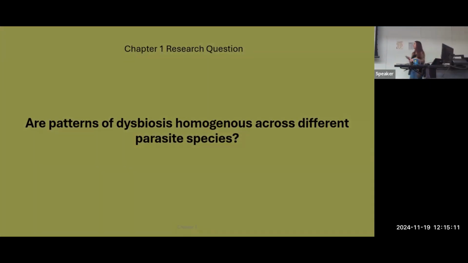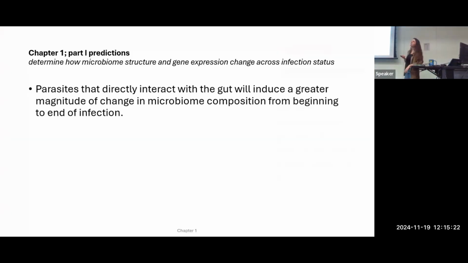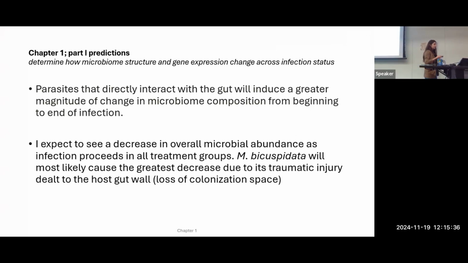So to go back, as I spoke a lot, this is the question. We're looking at all these super diverse parasites, and I'm wondering if they're causing the same effects, right? So some predictions to guide us through the methodology that I'll get into: I expect my parasites that directly interact with the host gut, so Mech and MICG, to have a greater magnitude of change in microbiome composition from beginning to end of infection.